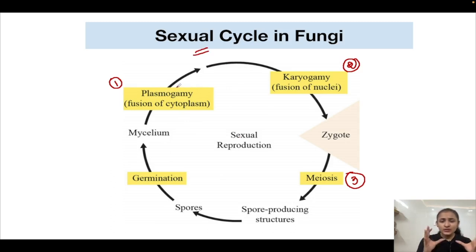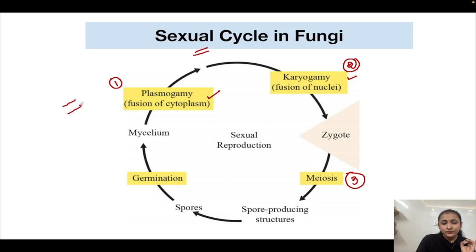So two motile gametes or two non-motile gametes will come together and fuse with each other. Only the fusion of their cytoplasm will take place. Their nucleus will not fuse with each other. Their cytoplasms will fuse with each other. Later on their nuclei will fuse with each other. When their nuclei fuse with each other, that step is known as karyogamy. But when only their cytoplasm is fusing, this step is known as plasmogamy.